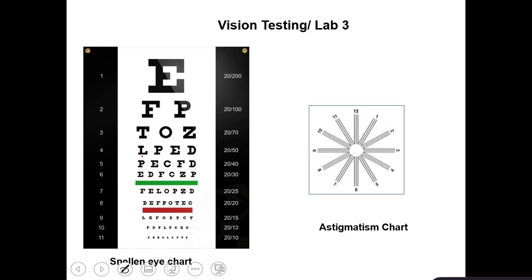This is the Snellen eye chart, and we use it to test if there is myopia. We will discuss that in detail when we go to the lab. The astigmatism chart is also used to test the irregular refraction that we call astigmatism.